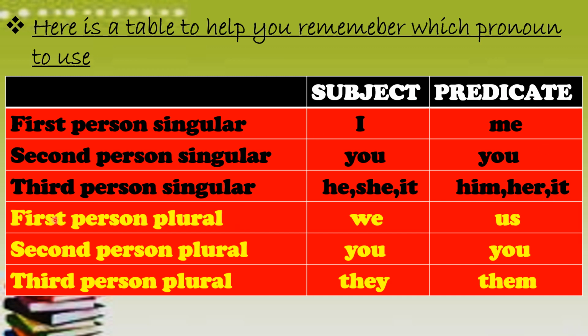Then first person plural. For plural first person we use we, and in the predicate we use us. Second person plural: when many people are there as second person, we still use you, and in the predicate also we use you. Third person plural: for third person we use they, and in the predicate we use them.